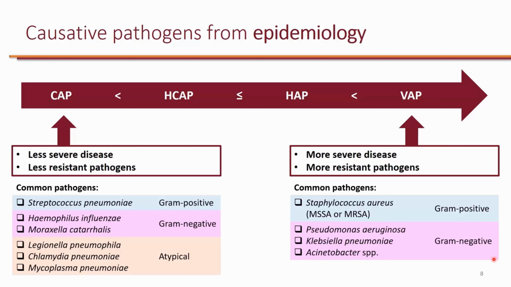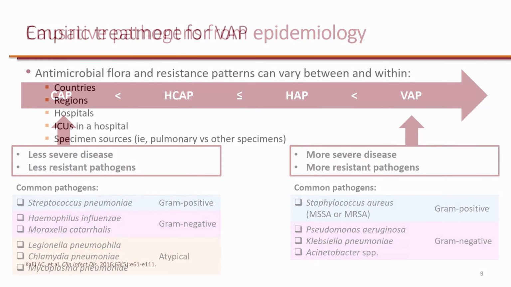So the organisms that you want to target empirically are Staphylococcus aureus, which could include methicillin susceptible Staphylococcus aureus or methicillin resistant Staphylococcus aureus, as well as gram-negatives such as Pseudomonas aeruginosa, Klebsiella pneumoniae, and Acinetobacter species. And these organisms are usually more likely to be drug resistant.